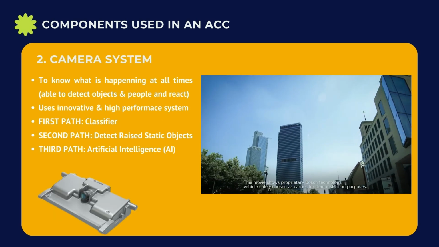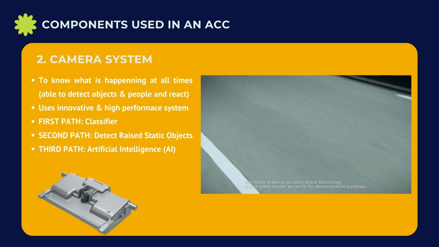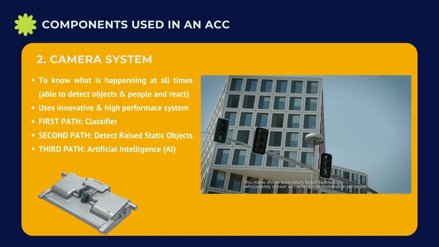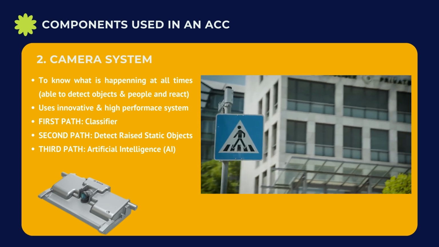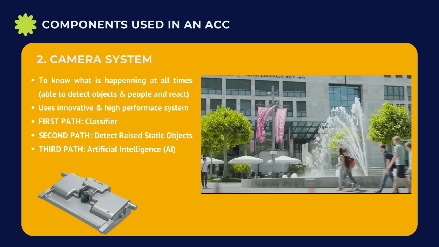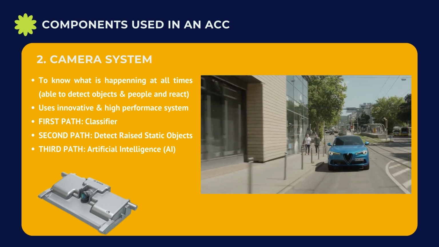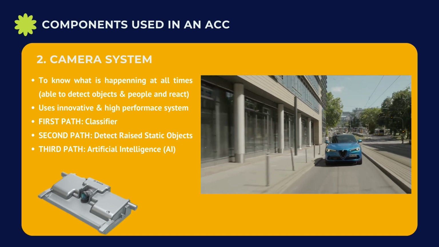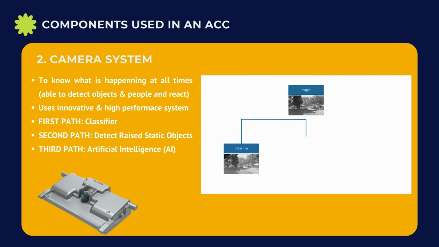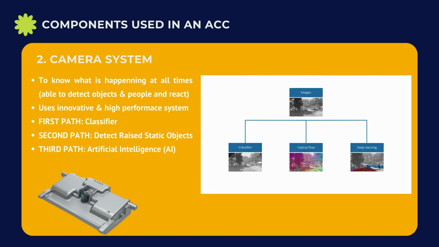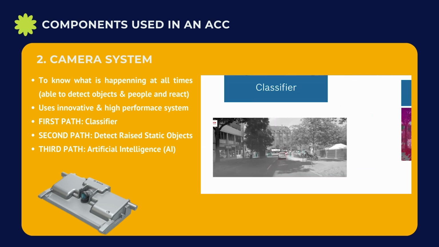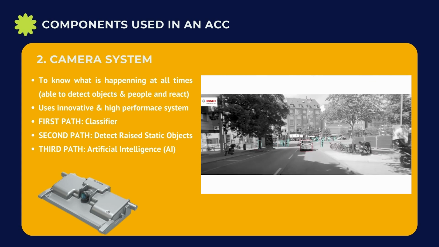During assisted and automated driving, the vehicle must know what is happening in its surroundings at all times. It must be able to detect objects and people and react appropriately. The camera utilizes an innovative and high-performance system. The multi-path approach, for example, follows technical paths for image processing in parallel. The first path is the classifier for pattern recognition.